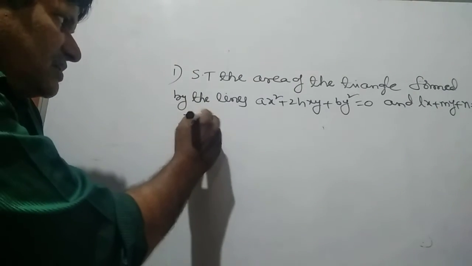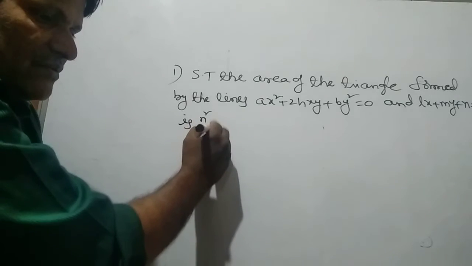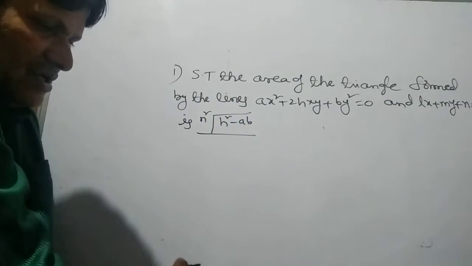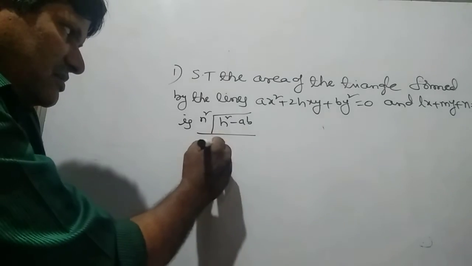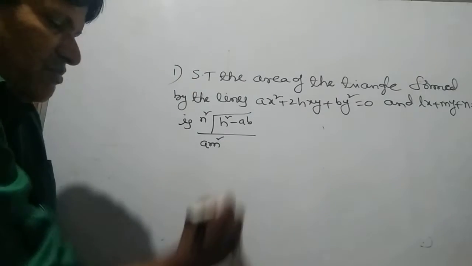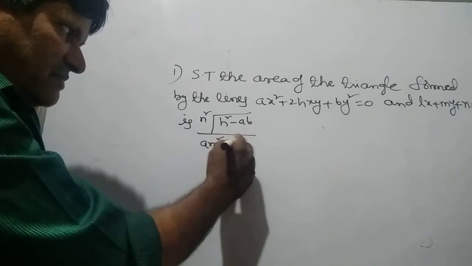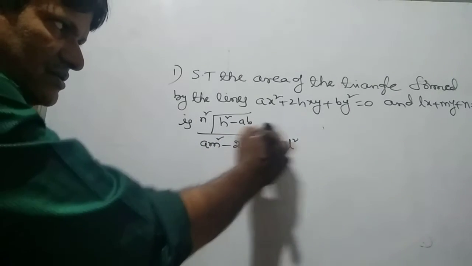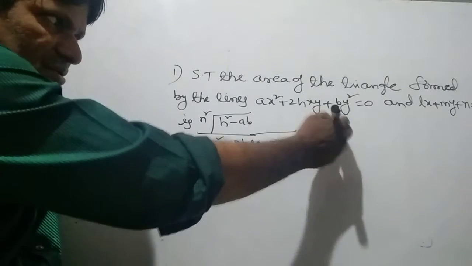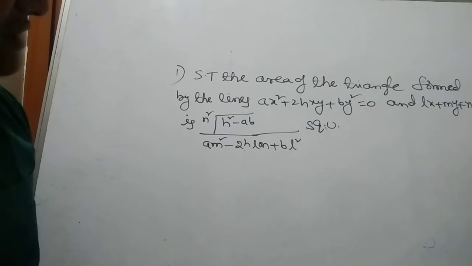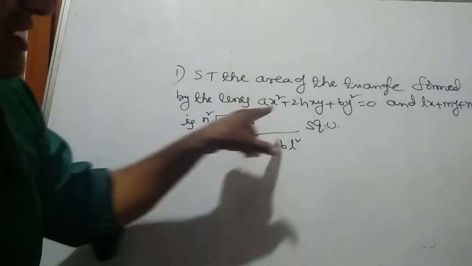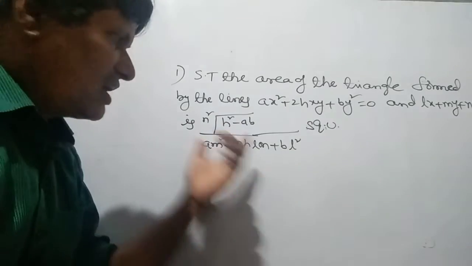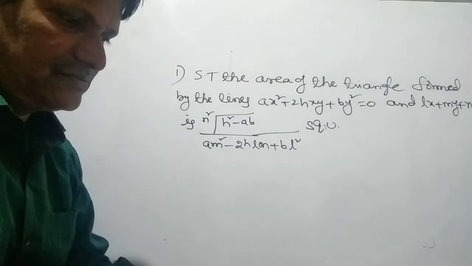is n square root of h square minus ab, divided by am square minus 2hlm plus bl square units. So we have to show the area of the triangle formed by this pair of lines with the line. This is what we are going to find out.